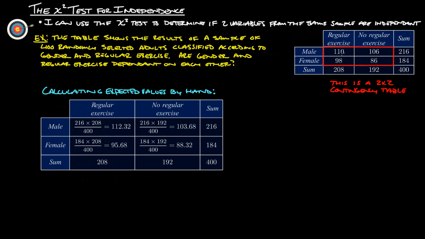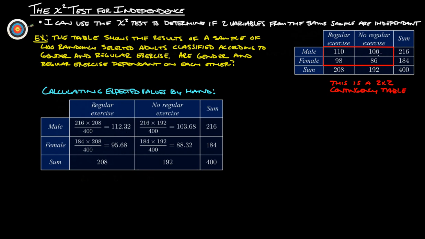So the total in this row and in this column, right? So 208 by 216, 216 by 208, and then you're going to divide by the total of each of the row and the column. They should always add up to be the same. So we do 216 times 208 divided by 400. This expected value up here should be 112.32.